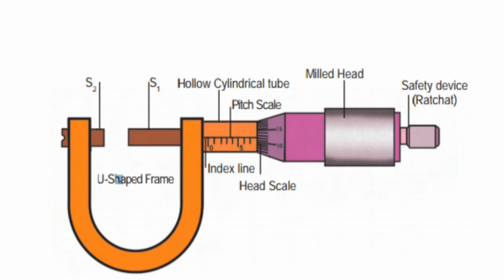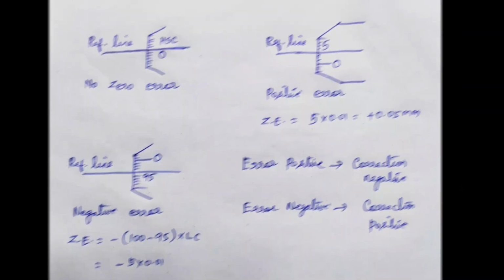You can see two edges S1 and S2 on the diagram. So I can place an object in between these two edges. So without any object in the two edges, I have to measure its zero error.